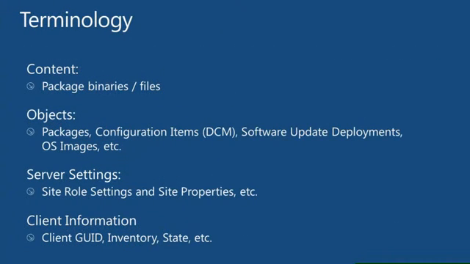Okay, so we want to level set with some terminology here, just so as we keep using terms throughout this session, you'll know what we're talking about. So when we say content, we're talking about the package binaries and the files. So think of this as your Office installation package, the MSI, the EXE, the DLLs. That's all going to be referred to as content. When we talk about objects, objects are your metadata. Things like your packages, your configuration items, software deployments, OS images, all the things you go and configure and deploy in Configuration Manager. Server settings, site roles and site properties, and then client information, the GUID, the inventory state, all the information that the client sends up. So kind of keep track of those terms. We're going to use those a lot throughout the presentation.